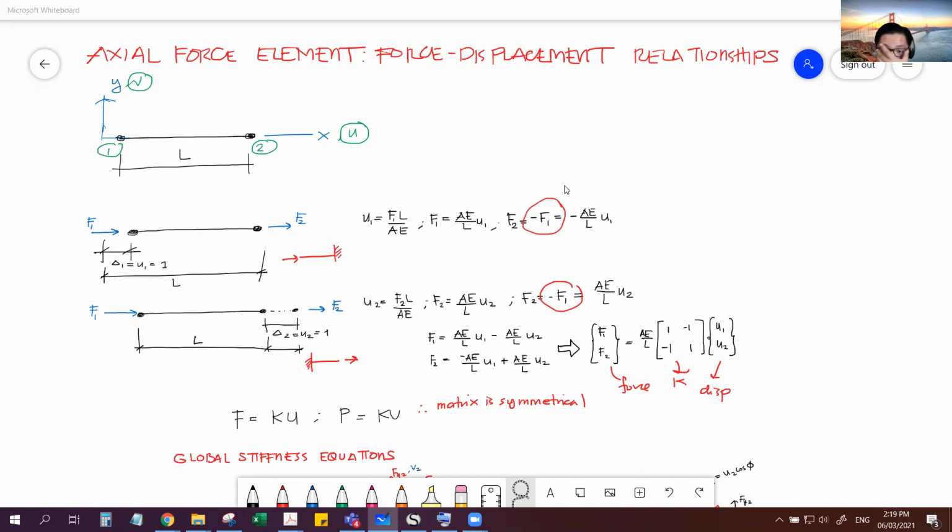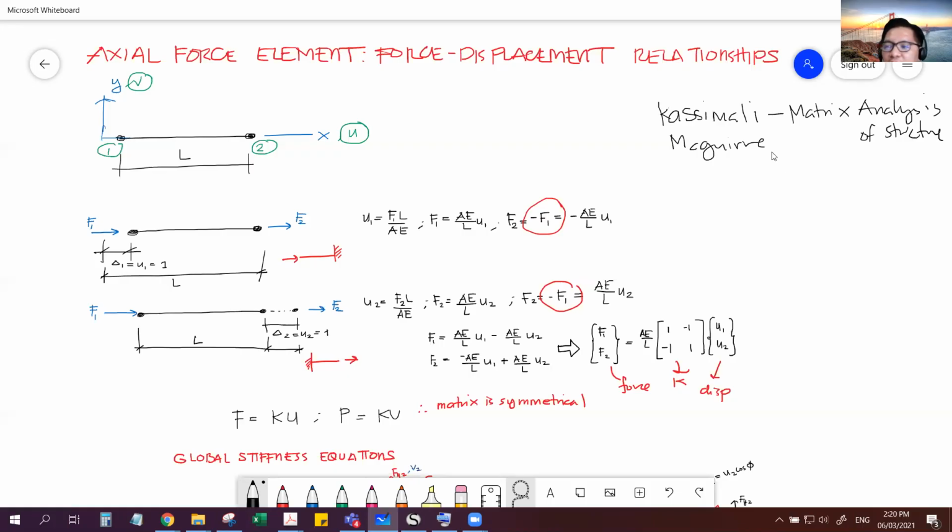The two major references we will be using are the book from Kassimali, Matrix Analysis of Structures, and McGuire. But I'll be only using McGuire, maybe only for this first lesson.